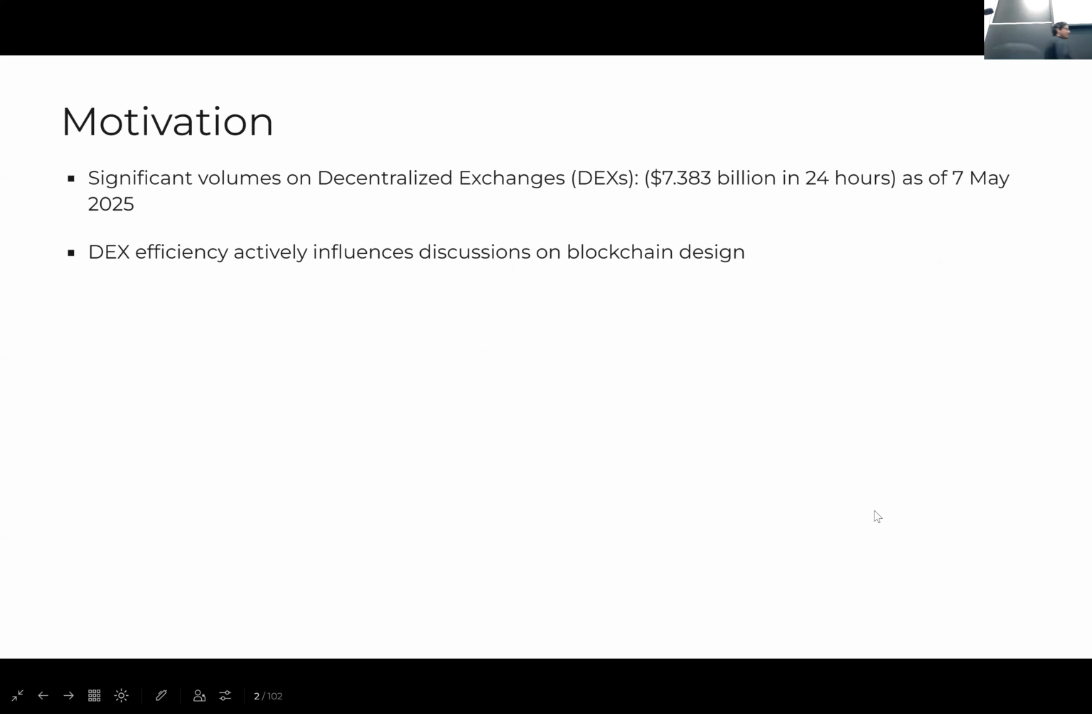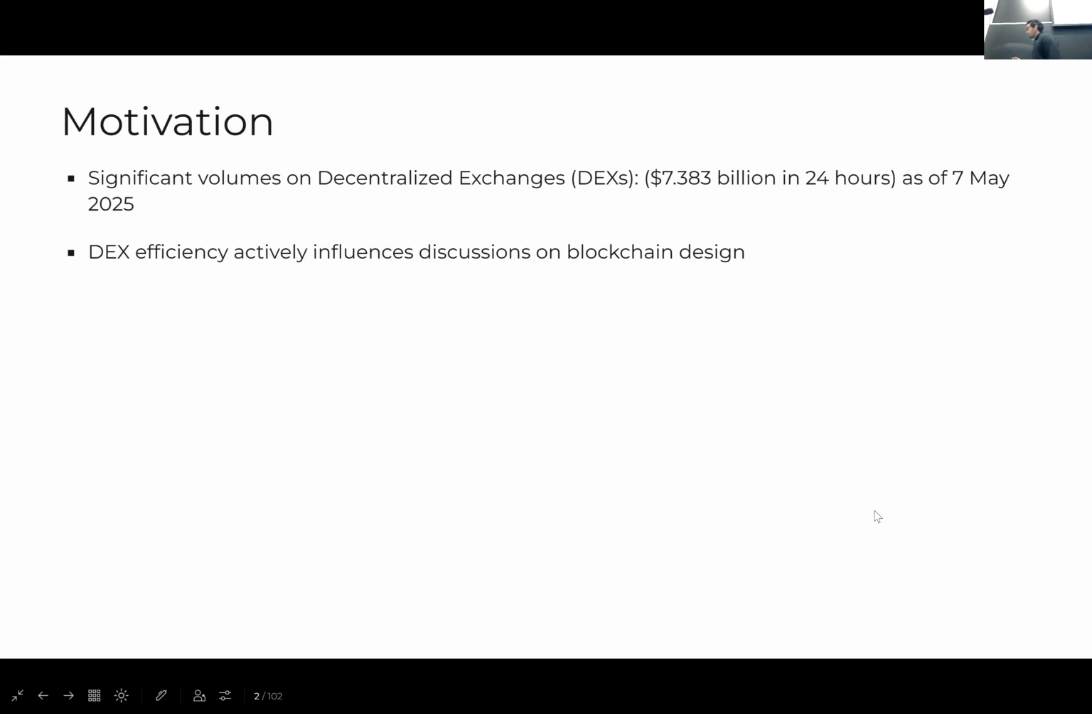Okay, so maybe let's start with a little bit of motivation. Perhaps money is a good motivation. The decentralized exchanges are pretty huge with a lot of volumes. I checked this morning, and in the last 24 hours, in all DEXs, there were something like $7 or $8 billion traded, so a lot of volumes. You can imagine that yearly this sums up to a pretty good amount.